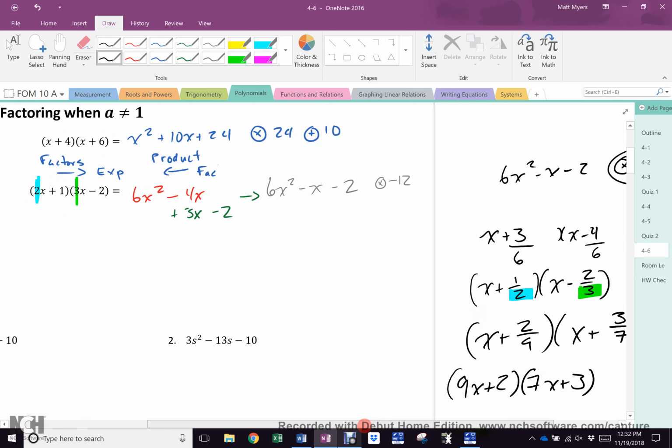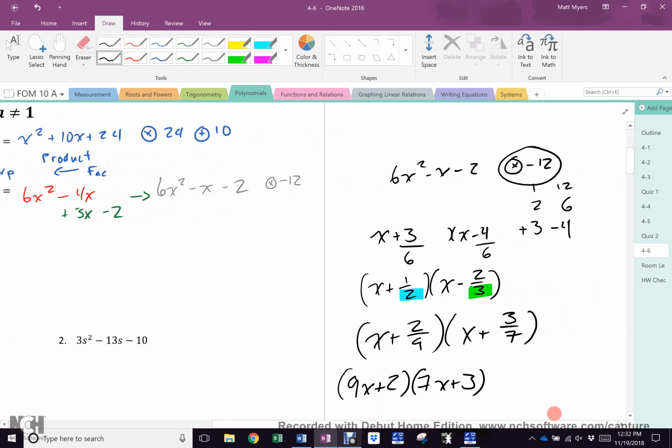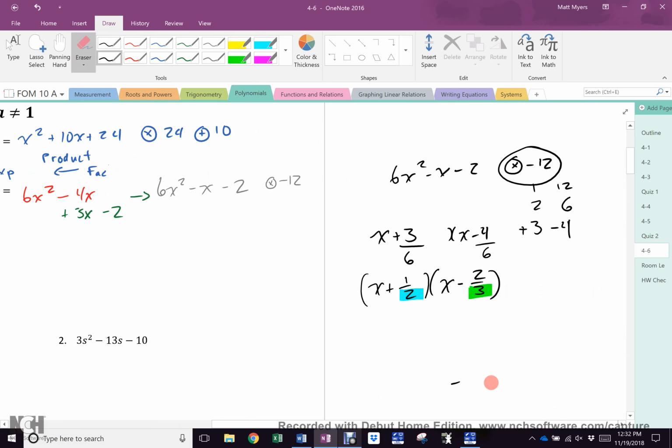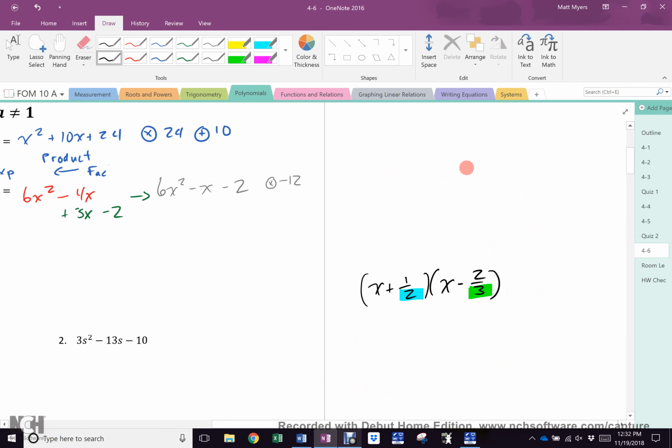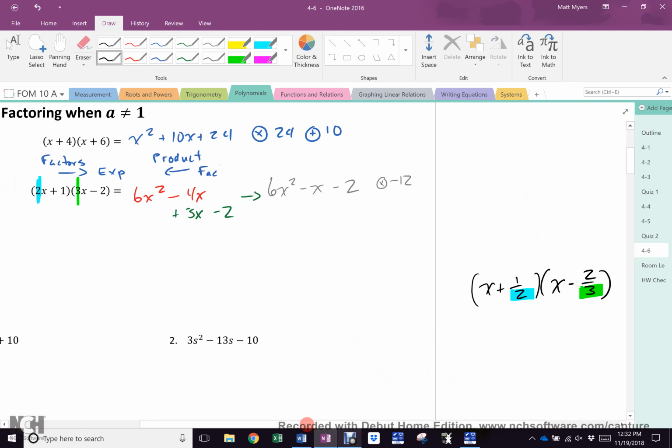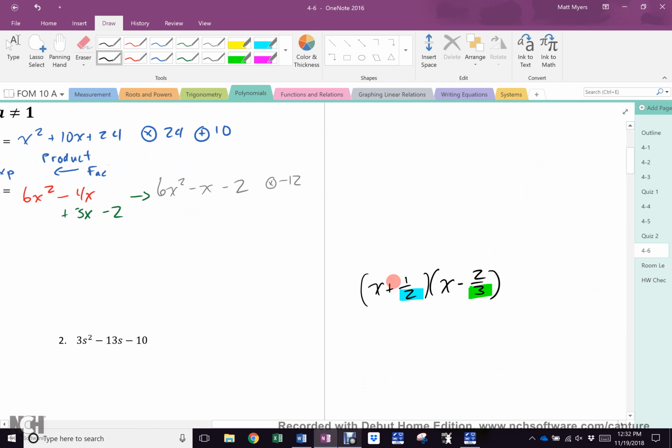Do I ever leave you hanging with that's what you do? No, I always show you why. Watch. And this will also show you why we multiplied by 6 at the very beginning. We all agree that this will get me to here, correct? And we all agree that this shares a lot of characteristics with that, right?